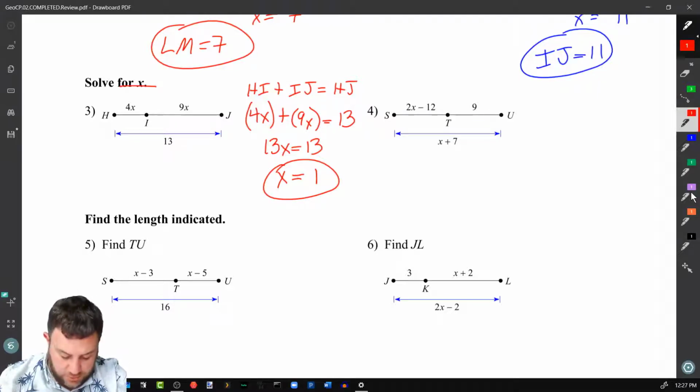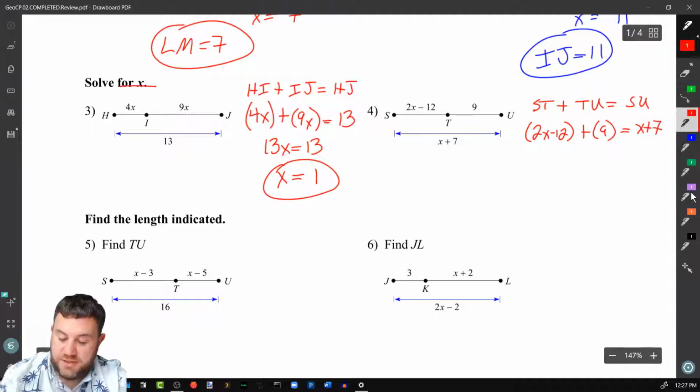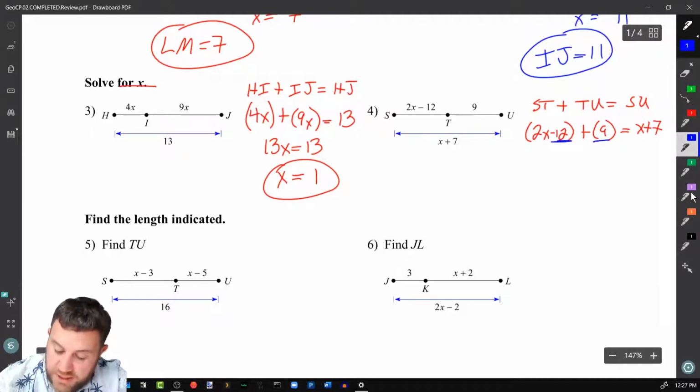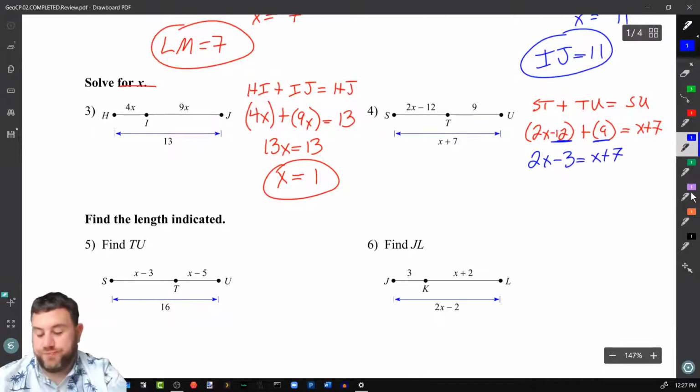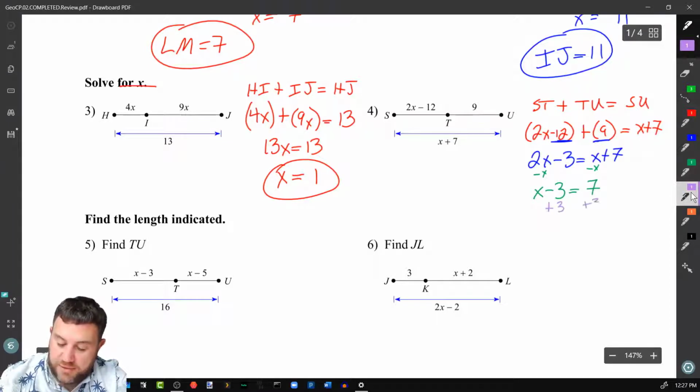Number four, we've got ST plus TU equals the whole thing, SU. So that's 2X minus 12 plus 9 equals X plus 7. First thing we want to do is combine those like terms. So we've got 2X minus 3 equals X plus 7. We'll subtract X from both sides to get all our X's in one place. So if X minus 3 equals 7, then we will add 3 to both sides to get our constants all on one side. So X is 10.